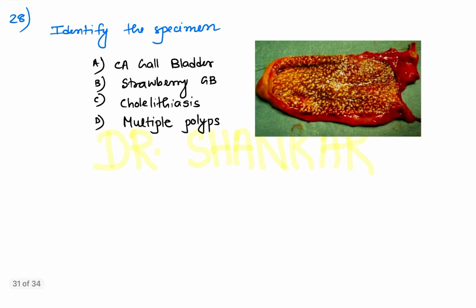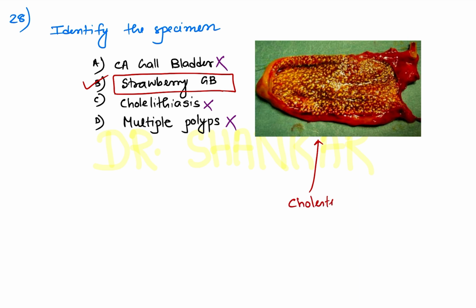Next, coming to question number 28, a very straightforward question with an image. Identify the specimen. Is this a carcinoma of gallbladder? Absolutely no. Is this cholelithiasis? No. Is this multiple polyps? Absolutely no. So what is the answer by excluding the other three options? This is obviously strawberry gallbladder, also known as the specimen of cholesterosis. So cholesterosis of gallbladder looks like a strawberry, also known as strawberry gallbladder.